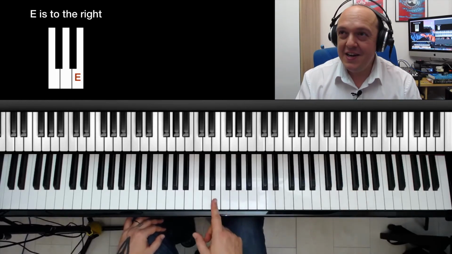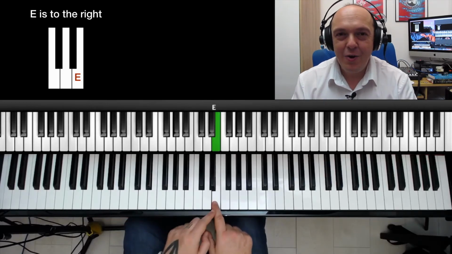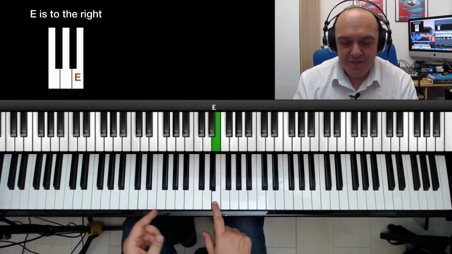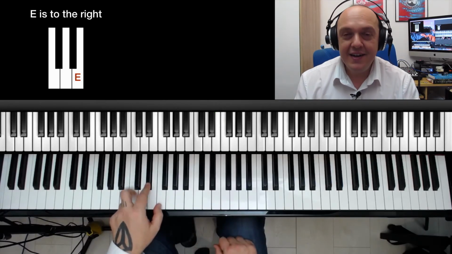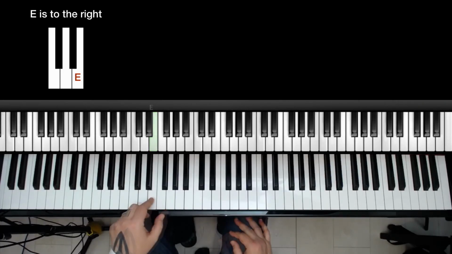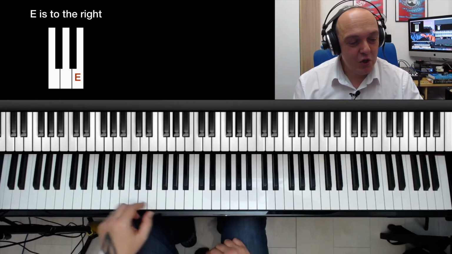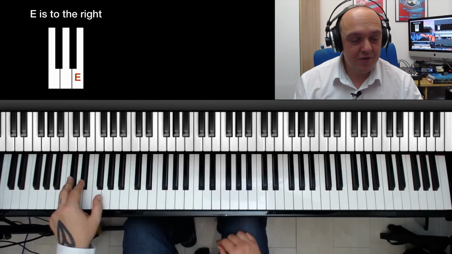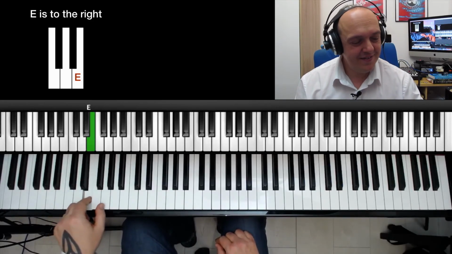Go back to the E right in front of you and locate the lower one. Find the group of 2 black keys, and the E is to the right of it. If you want to find another E lower than that, just locate the lower group of 2 black keys, and the E is just to the right of it.